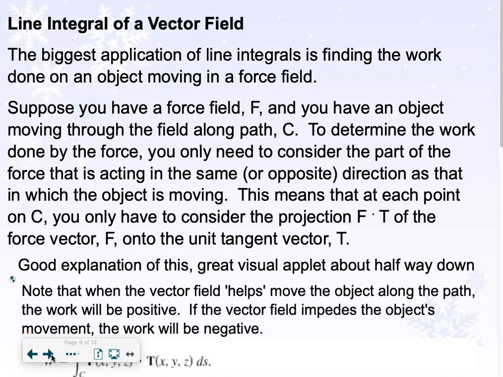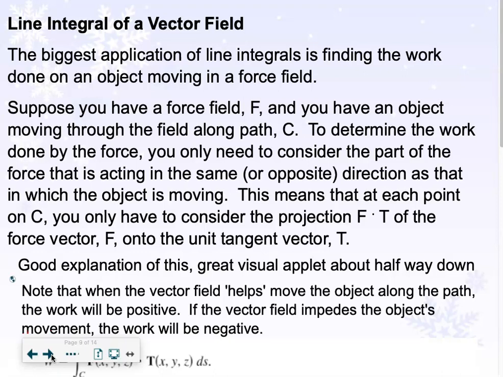Now, are we ready for a blast from the past? T is the unit tangent vector. In case you forgot, T is r prime over the magnitude of r prime. I told you it was coming back, and here it is.